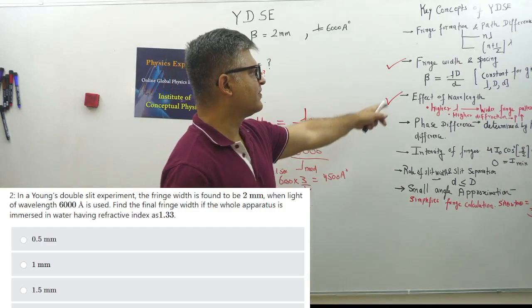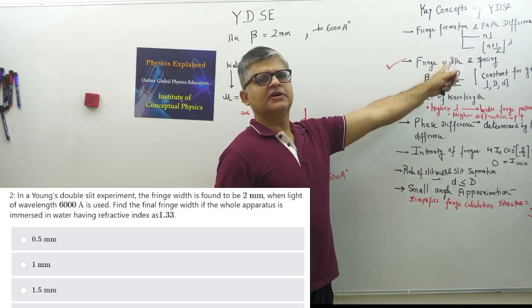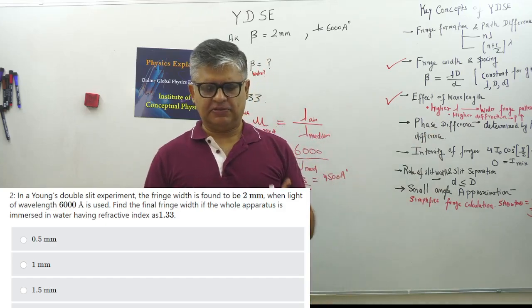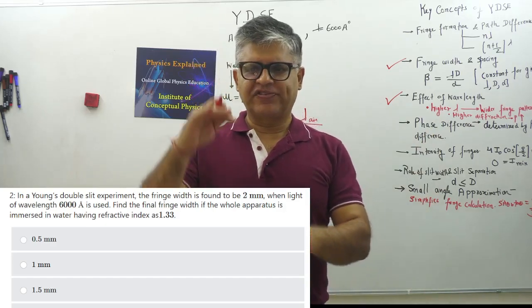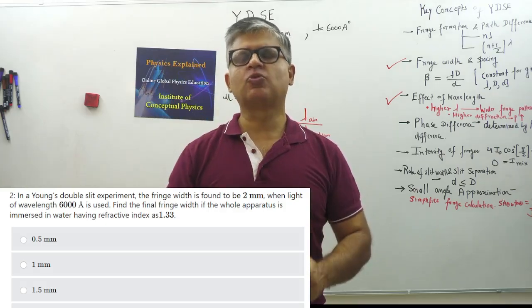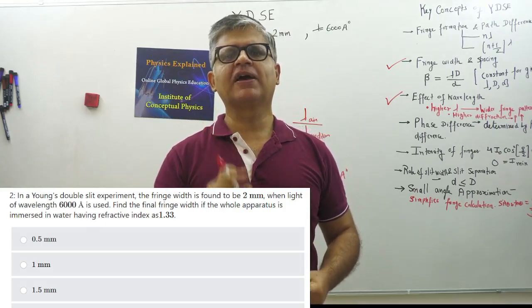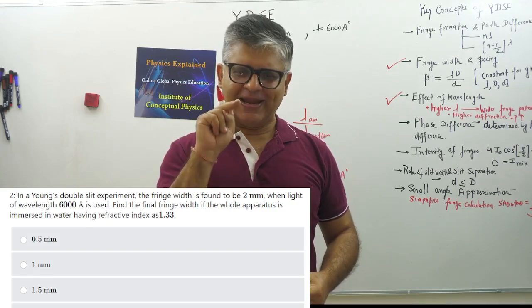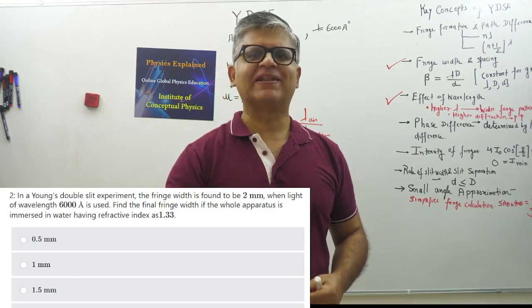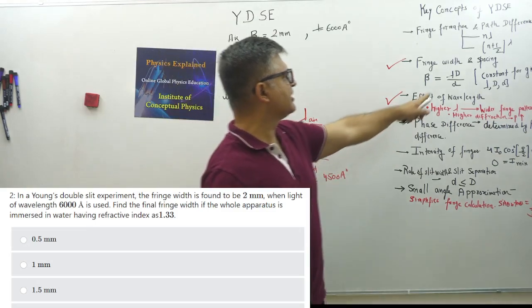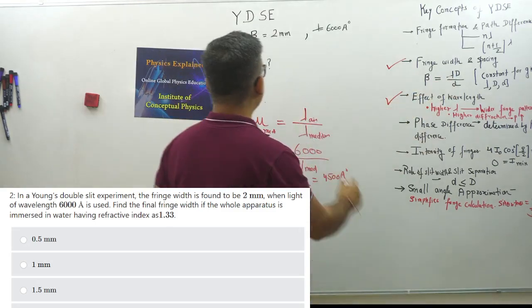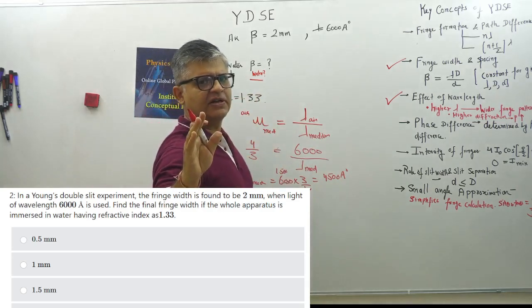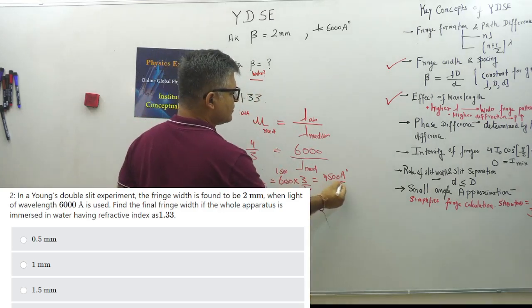I told you if the wavelength, D and small d are kept just like that, the fringe width will remain the same throughout the experiment. But here what we have done is we have changed the refractive index. Indirectly, what we are saying is we have changed the wavelength. So the wavelength in the new liquid is 4,500.